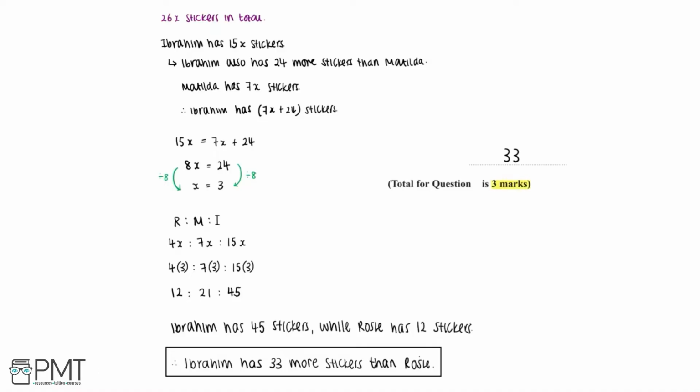Now this question is worth 3 marks. We get the first mark for saying that x is equal to 3. We get the second mark for finding the ratio 12 to 21 to 45, which means that Rosie has 12 stickers, Matilda has 21 stickers, and Ibrahim has 45 stickers. And we get the third and final mark for the correct answer that Ibrahim has 33 more stickers than Rosie, allowing us to get the further 3 marks needed in this question.